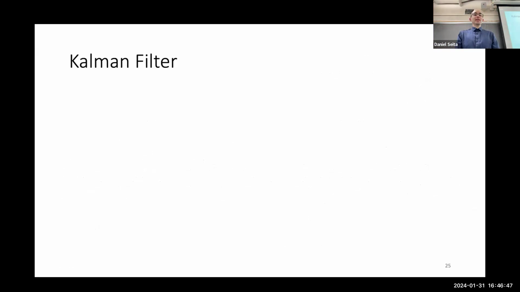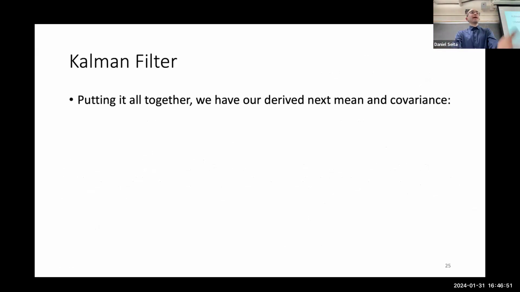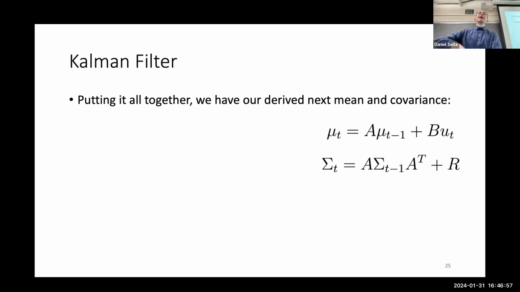All right, so that brings us to the Kalman filter finally. Putting it all together, if you recall the math that we were just doing, we have derived the next mean and the next covariance as follows. So mu_t is equal to A times mu_{t-1} plus B times u_t. And then sigma_t is A times sigma_{t-1} times A transpose plus R.